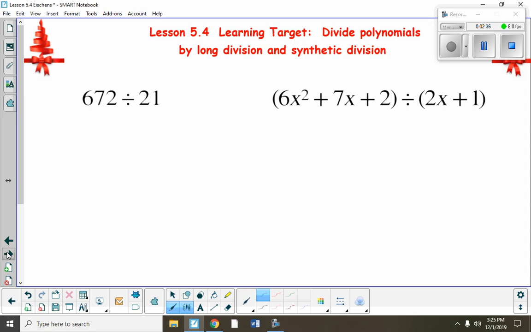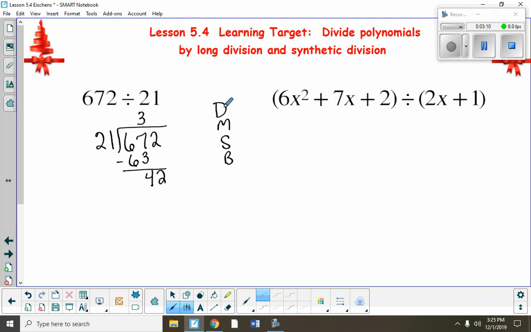All right, let's do some more long division. This time we're going to divide 672, so that goes inside, by 21. So again, the algorithm is divide, multiply, subtract, bring down. So 21 divided into 67 would be 3. 3 times 21 is 63. That was multiply, and now we subtract. So that gives us 4, and then we bring down the 2.